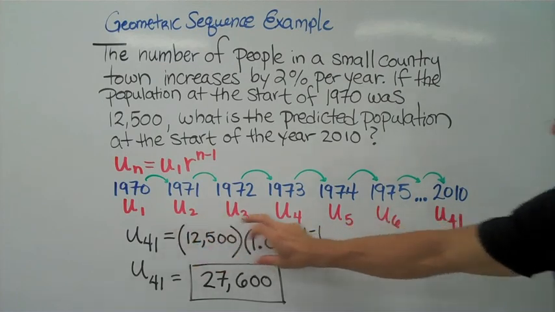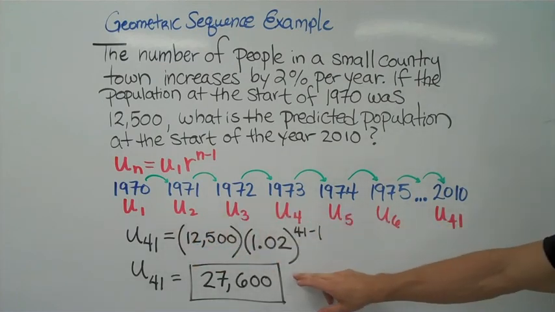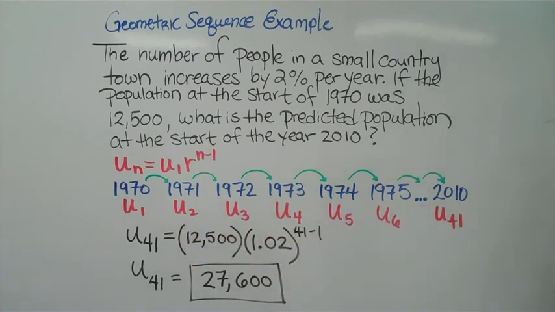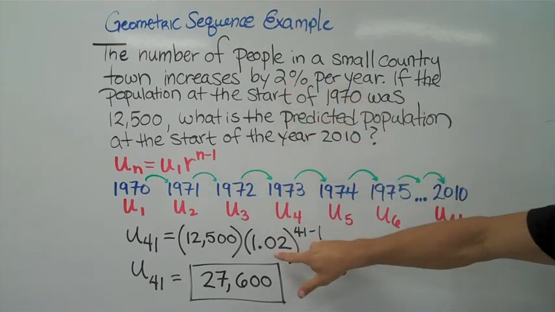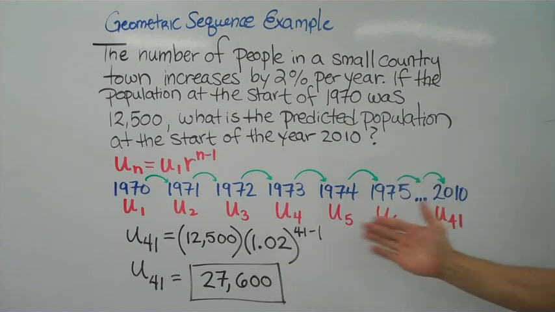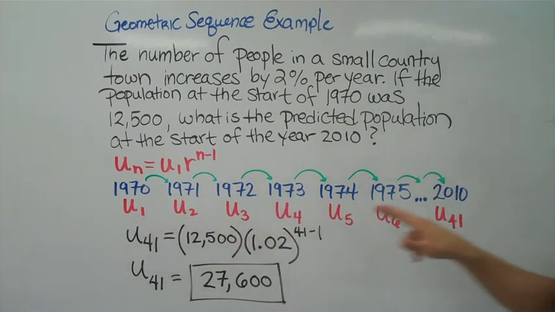Well, when you plug this into your calculator and solve, you get 27,600. The key here is you first have to know that a 2% increase is 1.02, and that if we're going to take 40 jumps, then we're going from U1 all the way out to U41, and our exponent here, n minus 1, is 40.